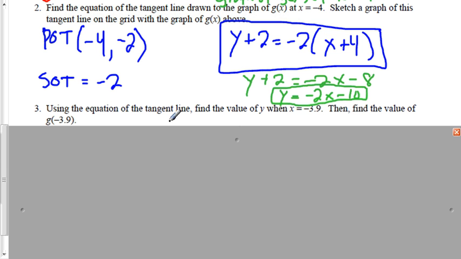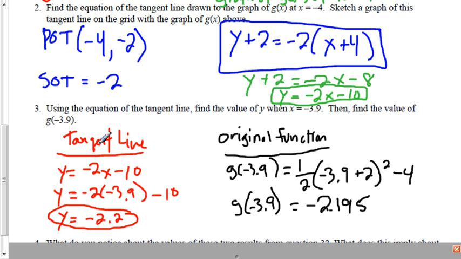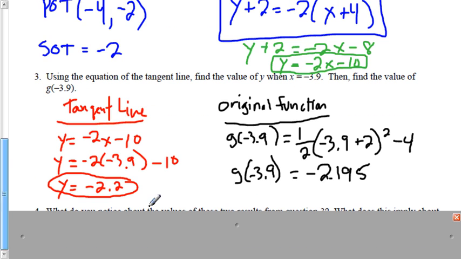Okay, next use the equation of the tangent line to find the value of y when x equals -3.9, then put it into the original function g of x. So when I do that with the tangent line, substituting in, we get -2.2. When I put it into the original function, which is a parabola, I get -2.195. And then this leads into question number 4.